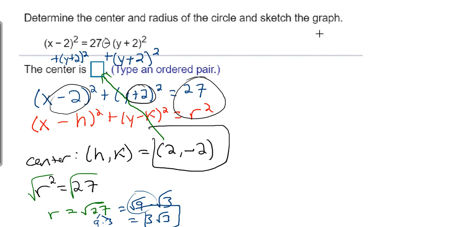Now I didn't put this on the screen when I did the screen grab for this homework problem, but because the radius is not nice, the graphing tool won't work. So this one's going to be multiple choice. So you'll be given 4 different graphs to choose from, but I didn't want to use the multiple choice. So we're going to draw this one by hand.